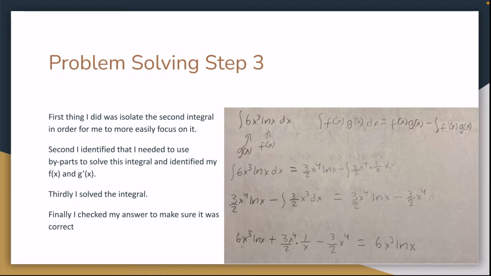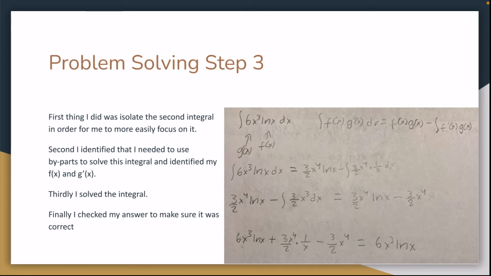So step 3, I only rewrite the integral of 6x cubed times the natural log of x dx because I believe this would be easier to find the integral of.